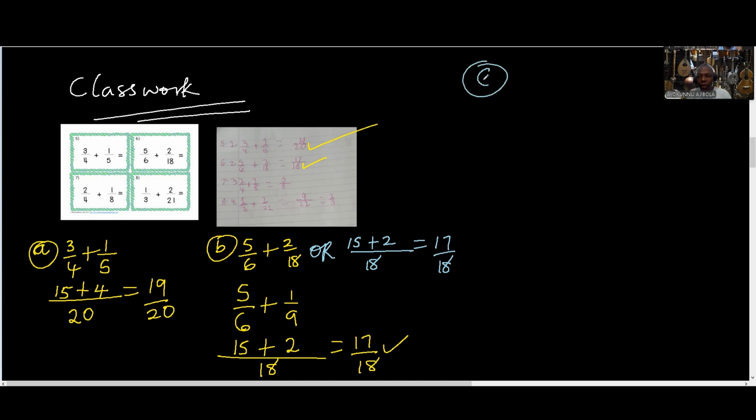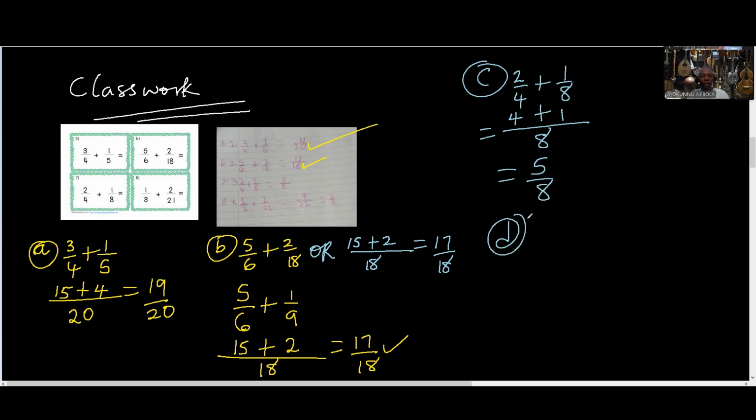So the third one, we have 2 over 4 plus 1 over 8. Fortunately, 8 is a multiple of 4, so we pick 8 as the bigger one. 4 here is 2, and 2 times 2 gives us 4. Then 8 here is 1, and 1 times 1, so this is going to give us 5 over 8.